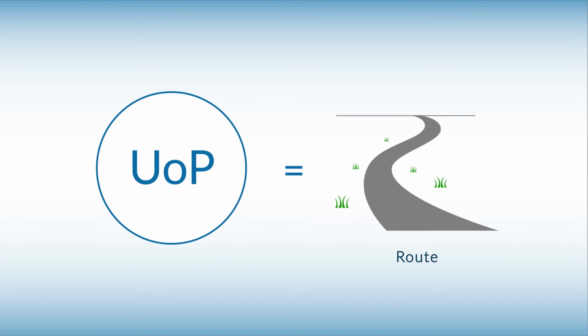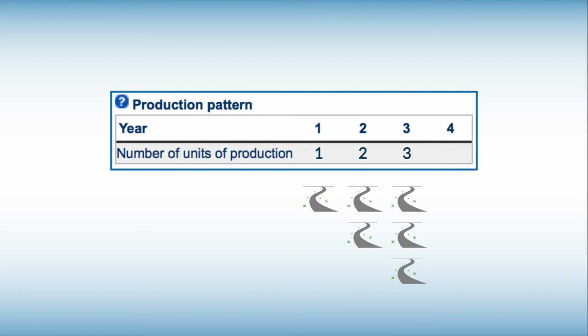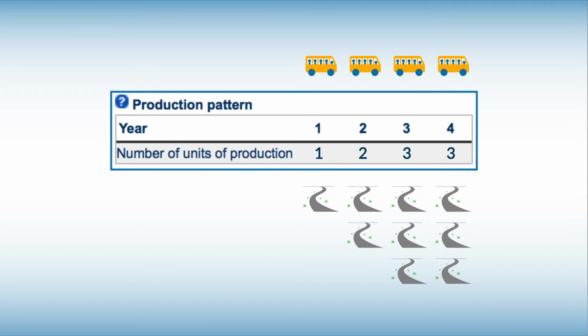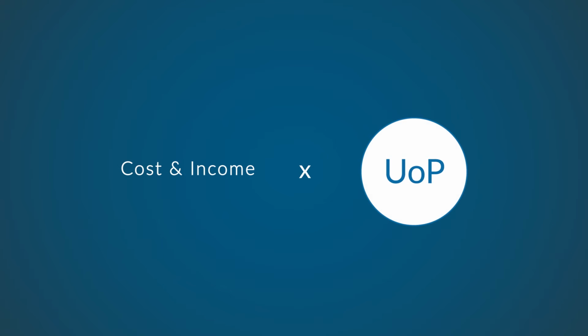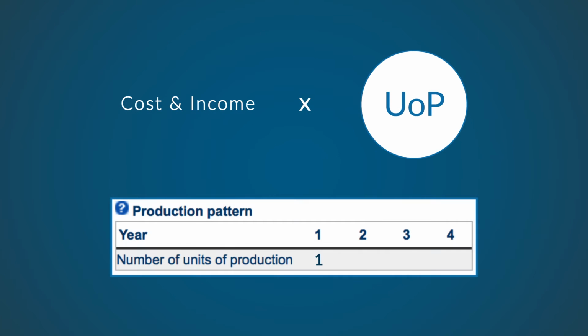Selecting the route as the unit of production is even less flexible, as the service can only grow by adding more routes. You cannot change either the number of buses or the number of passengers over the years. Remember, the costs and income per unit of production must stay the same. Only the number of units of production can change within a single block.